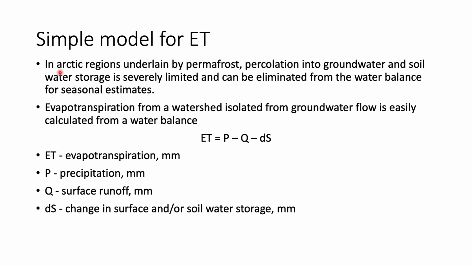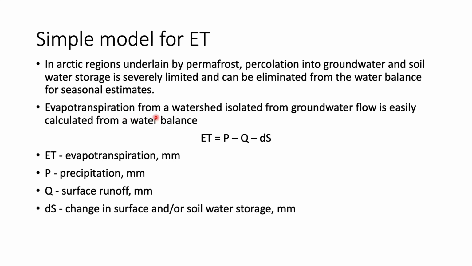evapotranspiration measurement. In the Arctic region underlain by permafrost, percolation into groundwater and soil water storage is severely limited. That means water cannot easily go through because it is both ice and soil. That is what permafrost is. So percolation is not possible. The groundwater cannot easily pass through. Due to this, we can completely eliminate this from the water balance for seasonal estimates. So we can assume that no water will seep through. That's as simple as that.